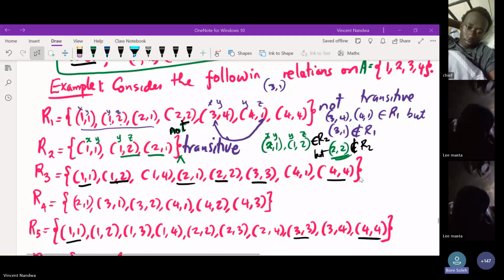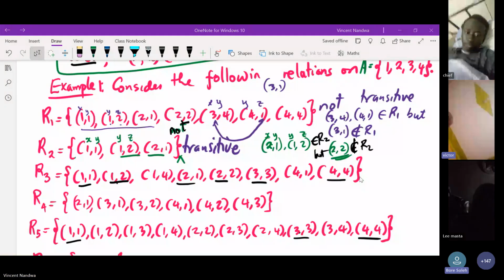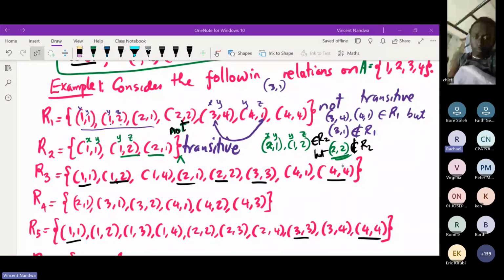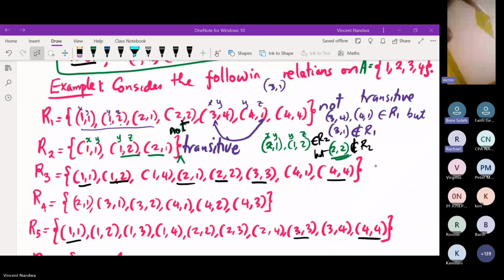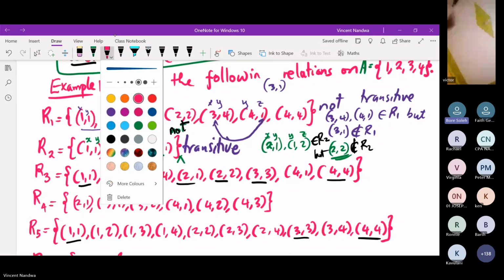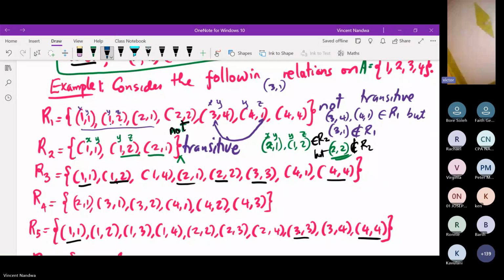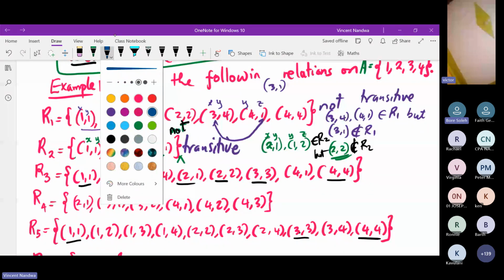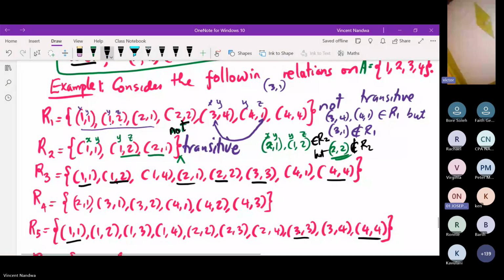Okay, sorry for that disruption. So we were discussing R3. Is R3 transitive or not transitive? Not transitive. Why? Why is it not transitive?